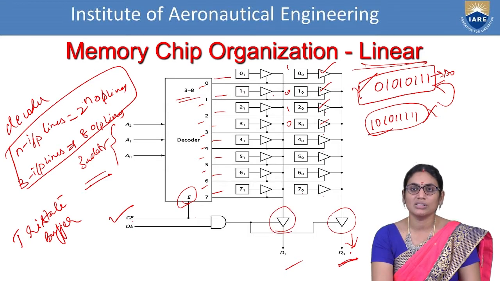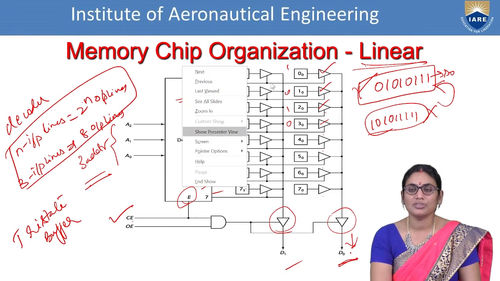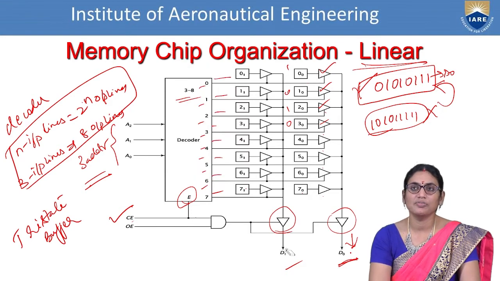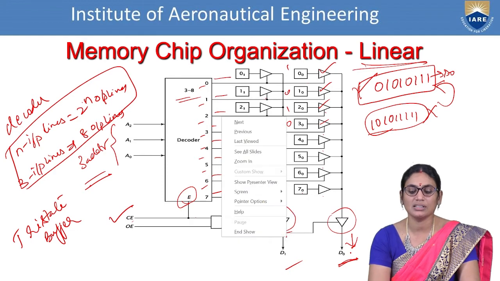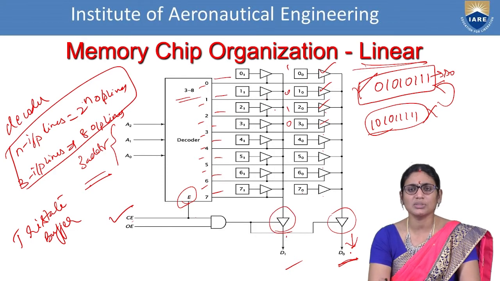So what is the data you are receiving? It is weighted in the bits first. Then tri-state buffers will get activated. Tri-state buffers will get activated once the enable pin is enabled. Once it is enabled, then only it will redirect the data to the corresponding data lines. Otherwise, it just maintains the data up to some extent. Once the enable pin is enabled, then only it will redirect the data.